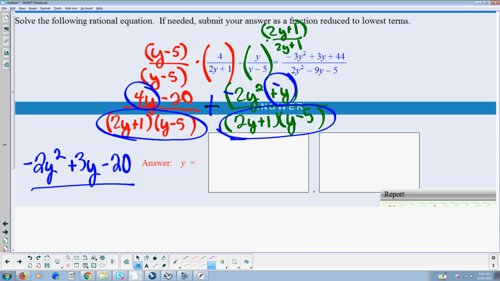Let's FOIL that out now. 2y times y is 2y squared. 2y times negative 5 is negative 10y. 1 times y is 1y. And 1 times negative 5 is negative 5. The negative 10y and the positive 1y will combine to become negative 9y.